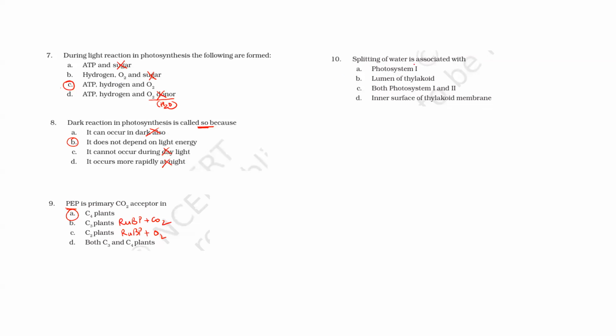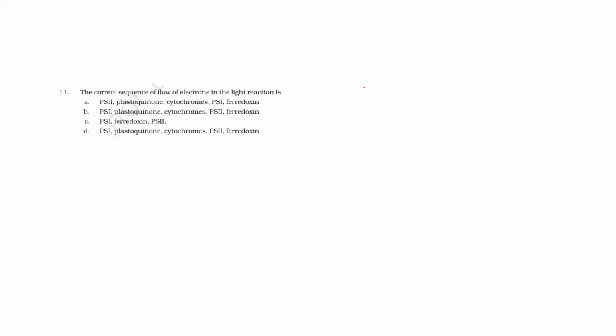Splitting of water is associated with. We have already understood it is associated with photosystem 2. So you cannot take the first option, not both. Is it the inner surface of thylakoid or the lumen? No, it is not on the lumen. It is associated with the inner surface of the thylakoid membrane.